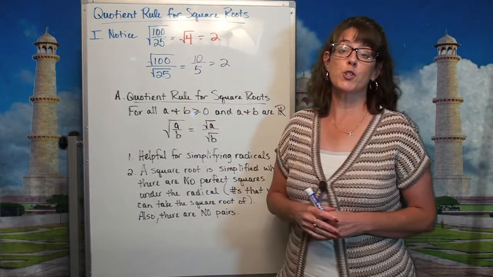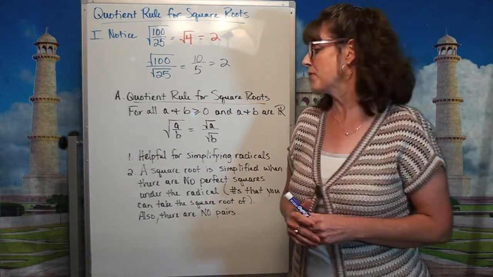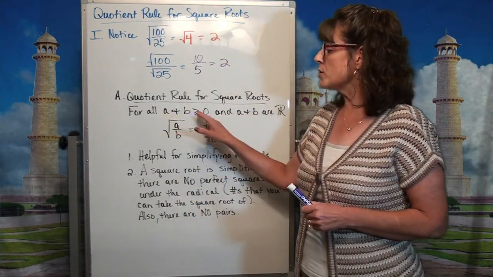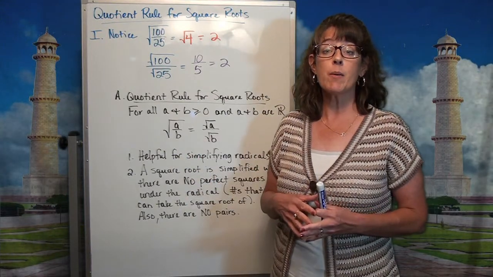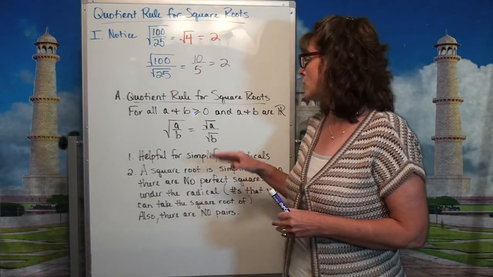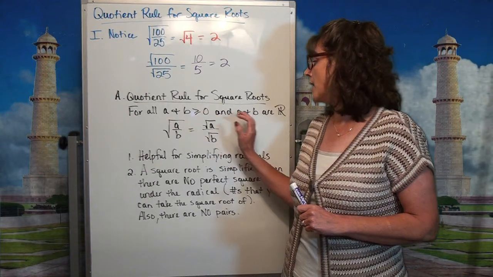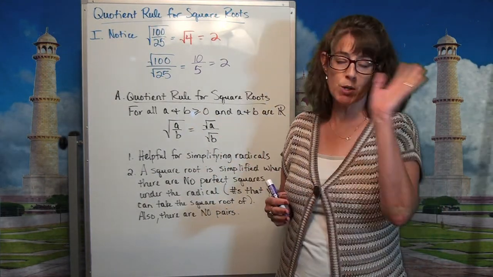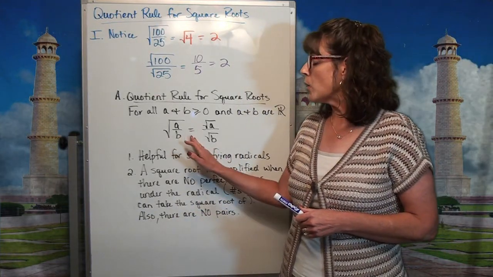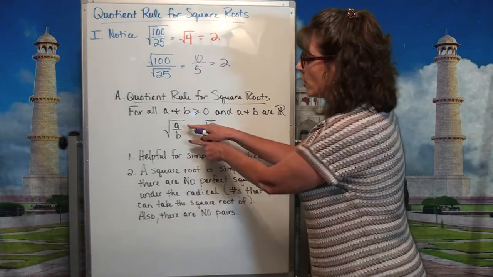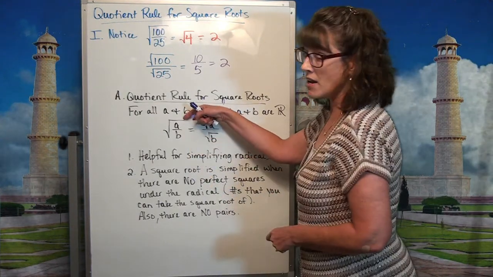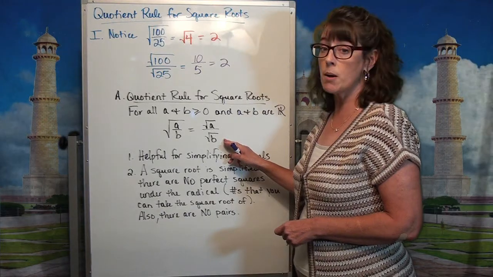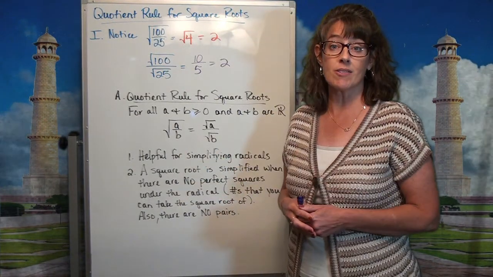Your quotient rule for square roots essentially says the same thing. So your quotient rule for square roots says for all numbers that are greater than or equal to 0, once again like that product rule, we can't use any negative numbers, and 0 itself is okay. And those numbers are going to be real numbers, and again that leaves out complex numbers, which we're not even talking about right now. But what that quotient rule says, I can either do the division first and then take the square root, or I can take the square root of the numerator, square root of the denominator, and then do the division. Either way I'm going to get the same answer.